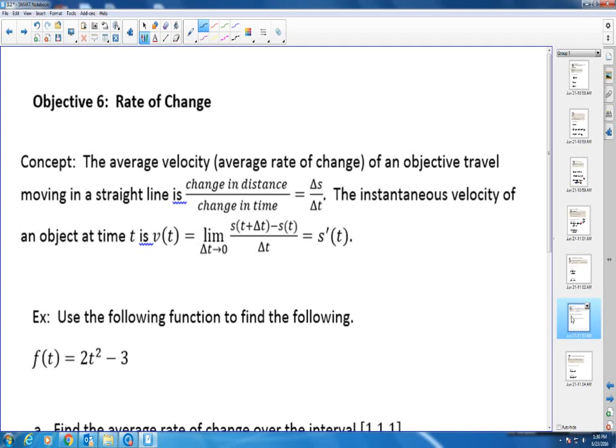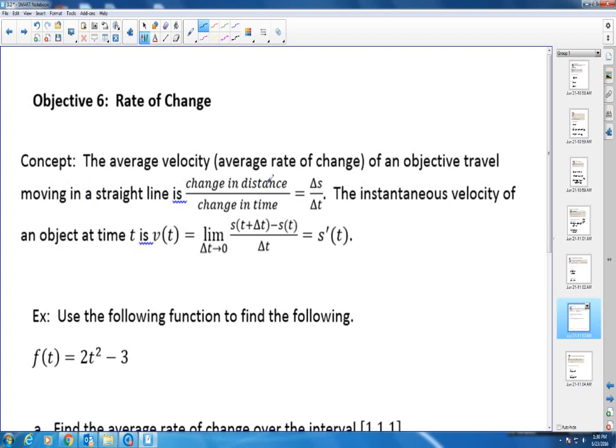So when you travel from one place to another place, you can say, oh, I'm driving 70 miles per hour. That means the average velocity during that time is 70 miles per hour. That does not mean every distance you drive is the same speed, because sometimes we change speed as we drive. So the average velocity, or average rate of change, of an object moving in a straight line is basically calculated by the change in distance over the change in time. I'm going to denote it as delta S over delta T.